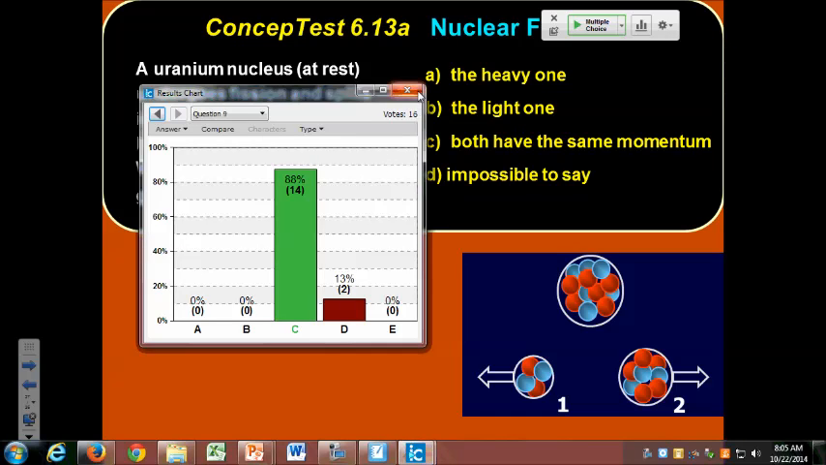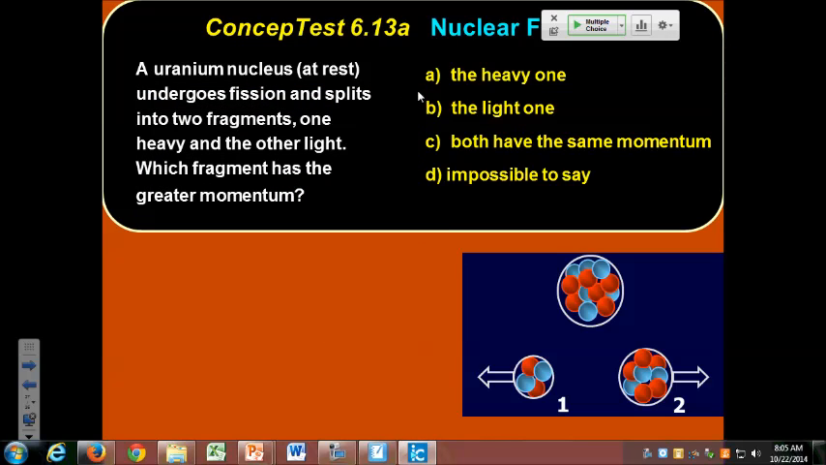Very good. So initially the momentum of the nucleus is what? It's 0, right? So initially my momentum equals 0. That means that P1 has to be the negative of the momentum of particle 2. They have to add up to equal 0. So they have to be equal but opposite.